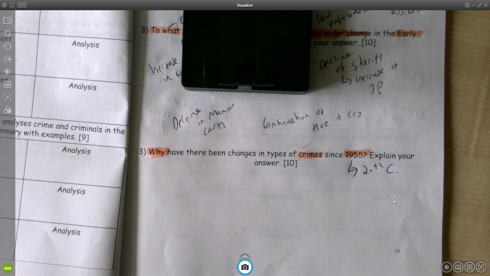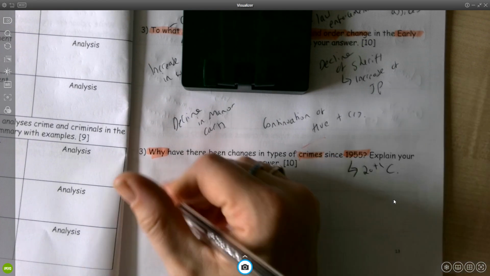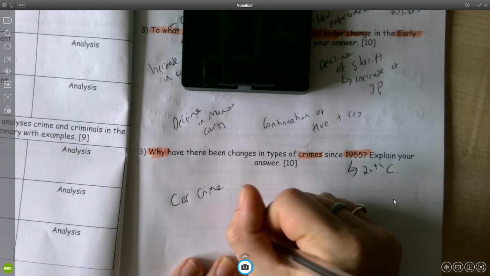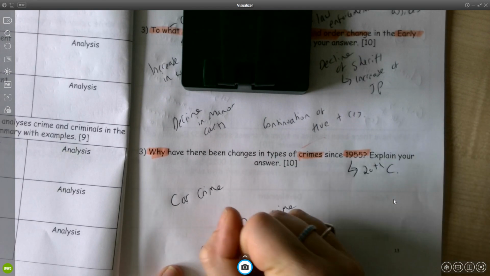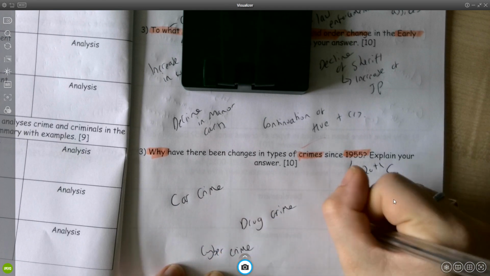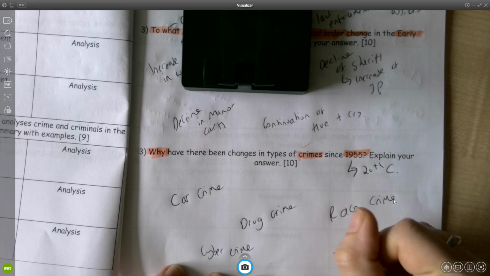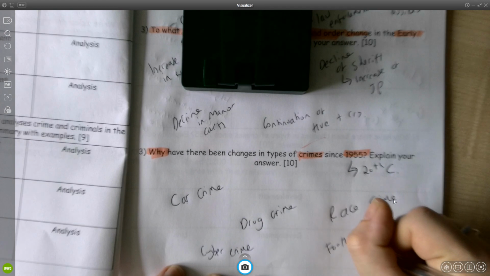Now, this one takes a little bit of thinking through, because what you're looking for is reasons for change. Not what new crimes are introduced, the reasons why these crimes are introduced. So the easiest way to do that is basically list the crimes. So for example, we've got car crime, we've got drug crime, we've got cyber crime, we've got race crime, and we've got football hooliganism.